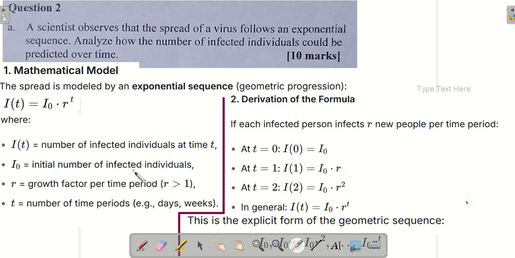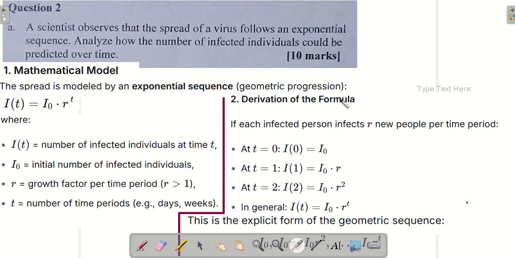Now since it is a spread, the question talks about a scientific spread. It is talking about spread, so it is going to be multiplied. So it means that your common ratio will definitely have to be greater than 1 for it to be multiplying exponentially. So R is supposed to be greater than 1. Then T is equal to the number of time periods, for example days, weeks, and so on. So that is the formula. We are just applying the exponential sequence.